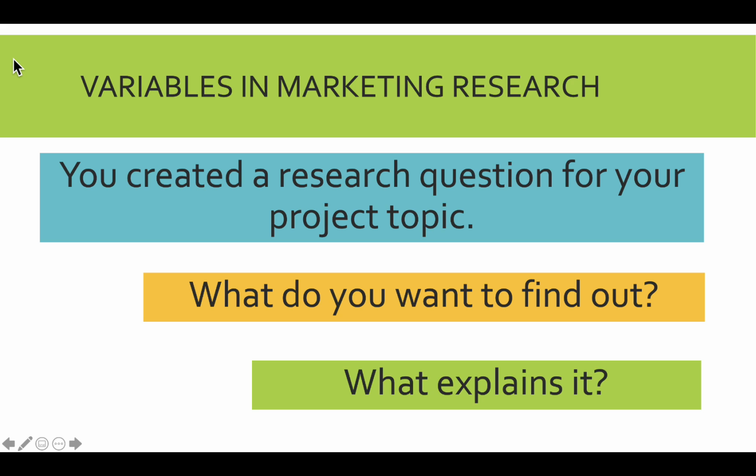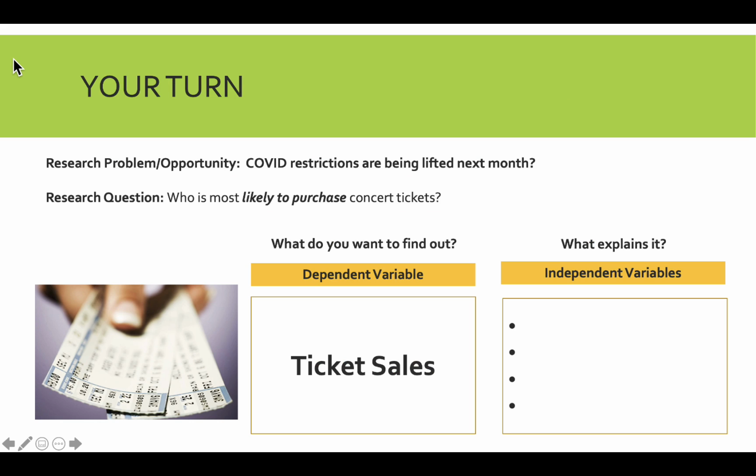And what explains it? So just like my ice cream scenario, you know what you're trying to predict. That is your dependent variable. And the things that may or may not influence or have a relationship to the dependent variable is the independent variable. All right, so here's your turn.